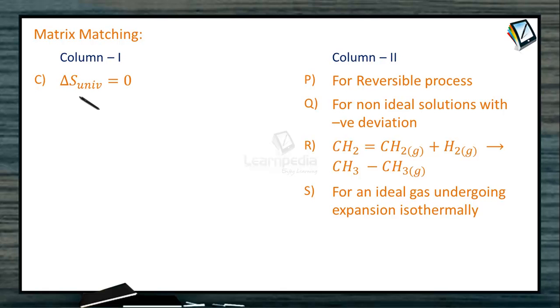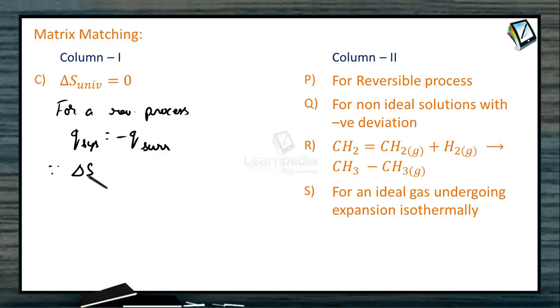Then the third one is delta S of universe is equal to 0. We know that for a reversible process, Q of system is equal to minus Q of surrounding, isn't it? When heat is given by the surrounding to the system, the system is absorbing the heat, so it is represented as a positive value, and the surrounding is giving out the heat, so it is represented as a negative value.